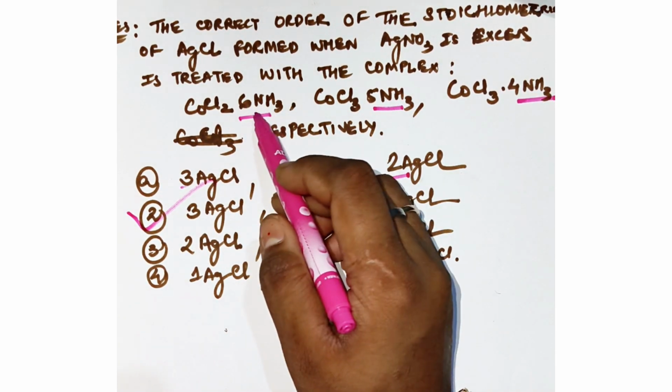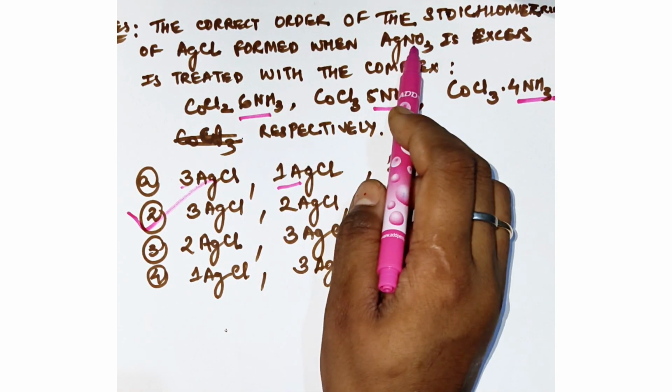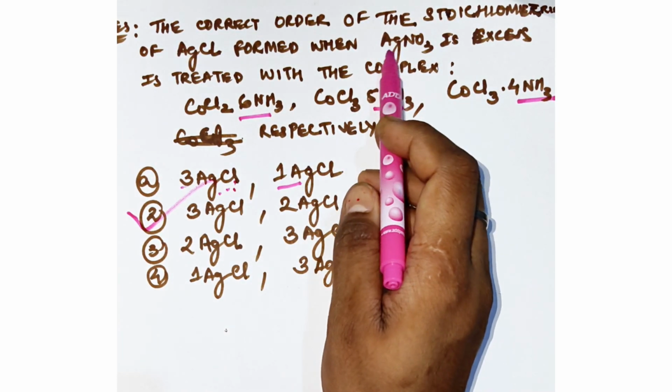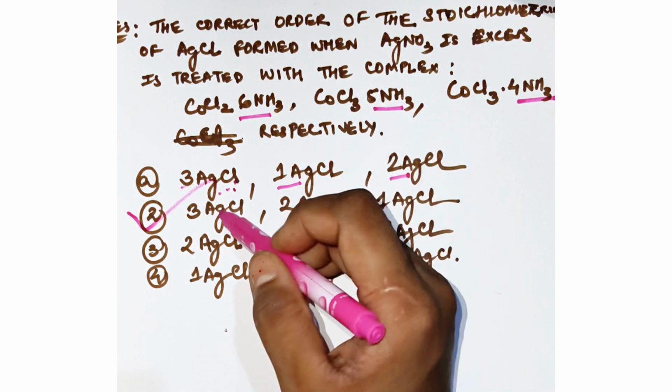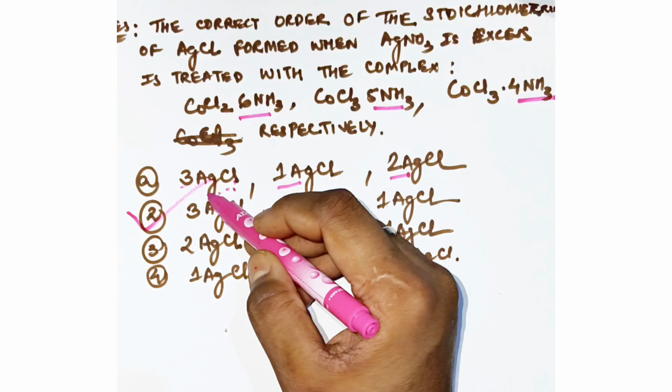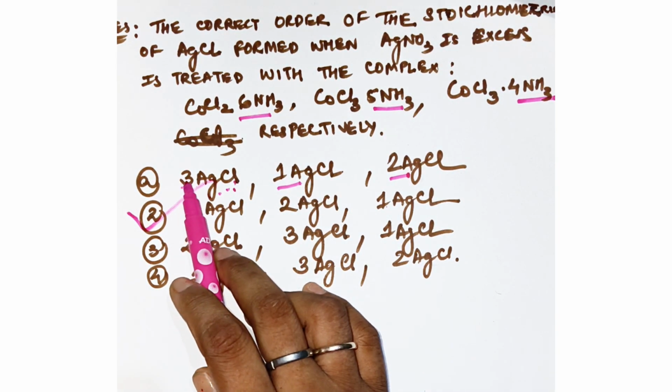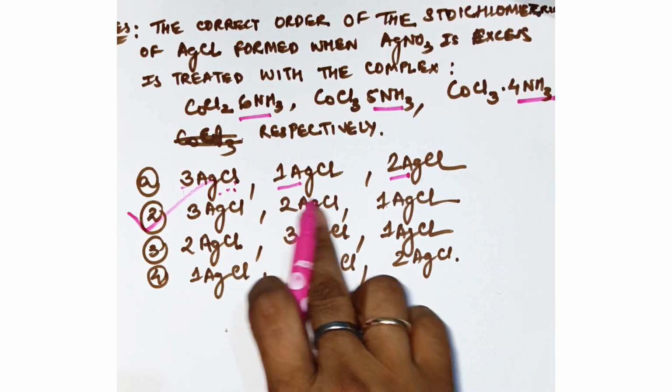Why? Because see here, it is 6 moles of ammonia, replaced by your silver nitrate. So it forms AgCl. If AgCl is forming, what is it taking? It is taking 1 silver, and then it is taking 1 chlorine. So it will be 3 moles, then 2 moles, then 1 mole.